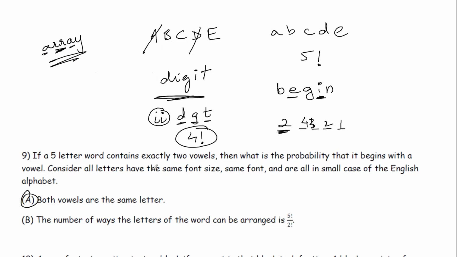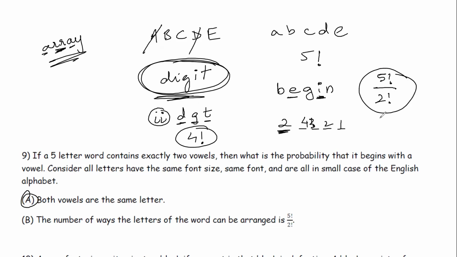So we know it contains exactly two vowels. We know that the number of ways the letters of the word can be arranged is 5 factorial by 2 factorial. Correct? So with 5 factorial, if two letters are repeating, let's say it was digit, how many ways to arrange the letters of the word digit, without the constraint that it begins with a vowel or does not begin with a vowel? Just how many ways to arrange digit? So we know the number of ways to arrange digit is 5 factorial by 2 factorial.